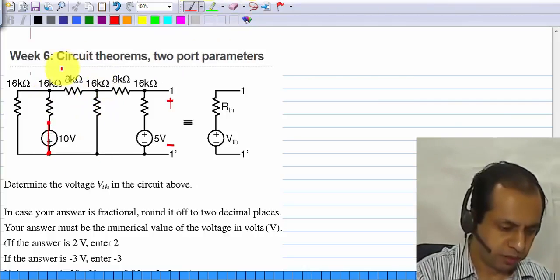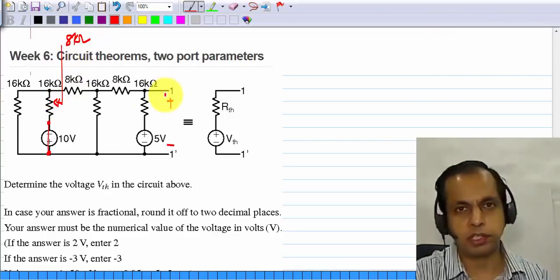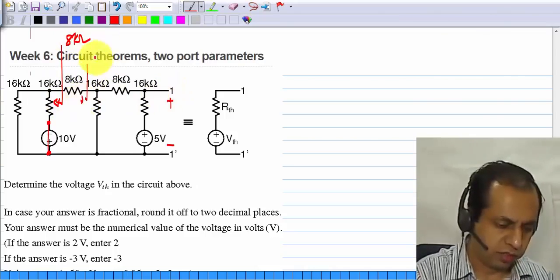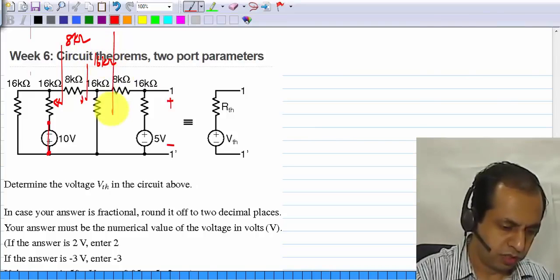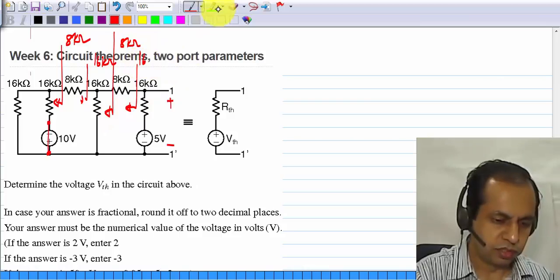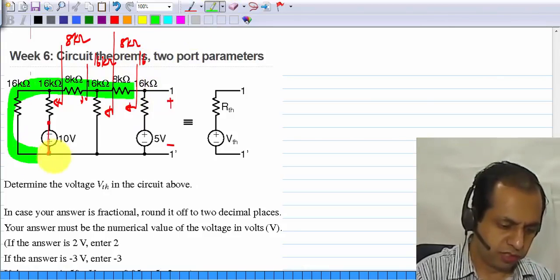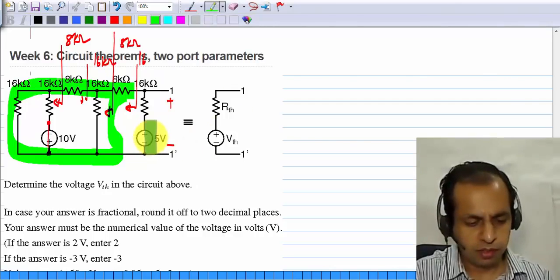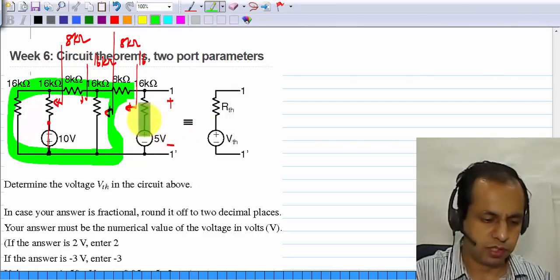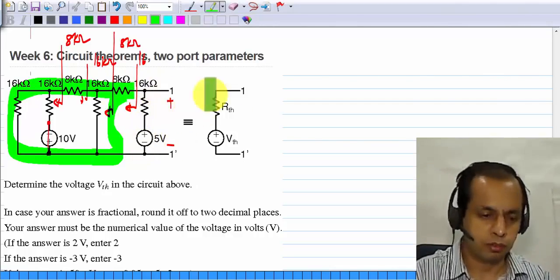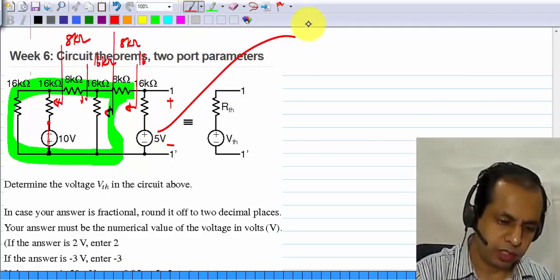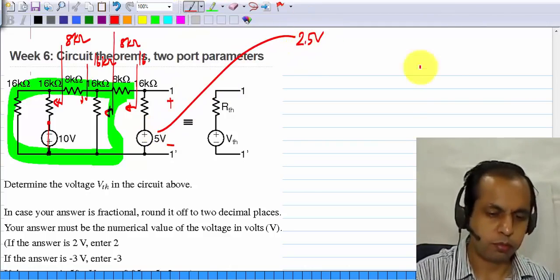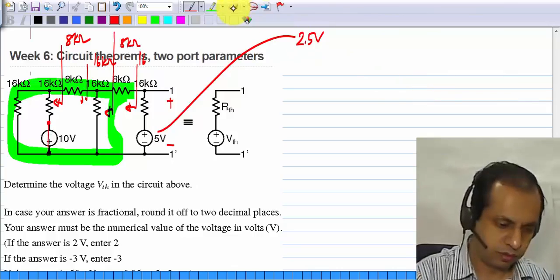So it's quite easy. Looking this way, we have 8 kilo ohms because of two 16 kilo ohms in parallel. Here we have 16 kilo ohms. Here again we have 8 kilo ohms and 16. So all of this appears as a single 16 kilo ohm resistor. The contribution of this 5 volts is 5 volts times 16 divided by 32. So from this we get 2.5 volts.